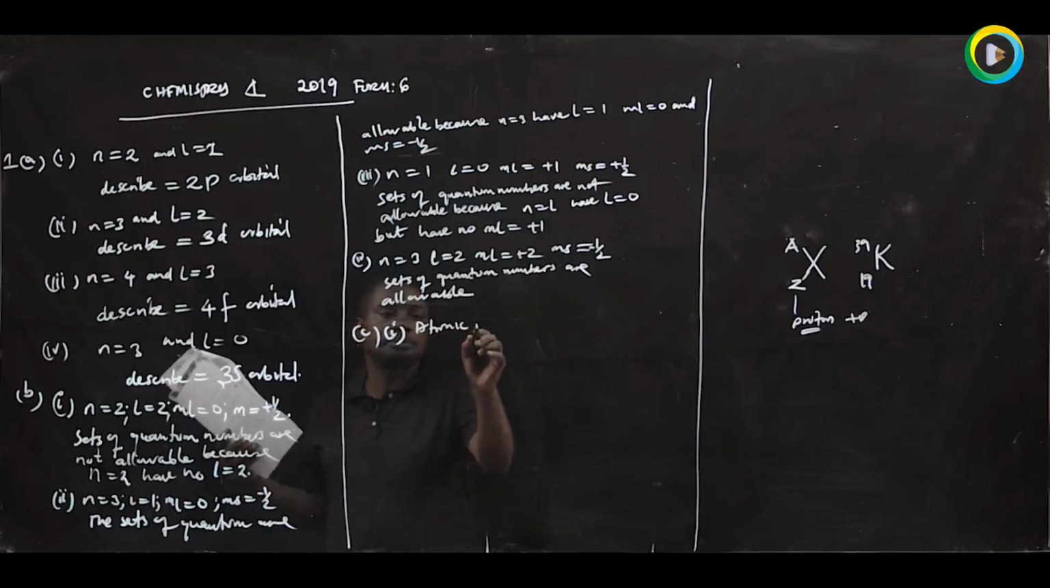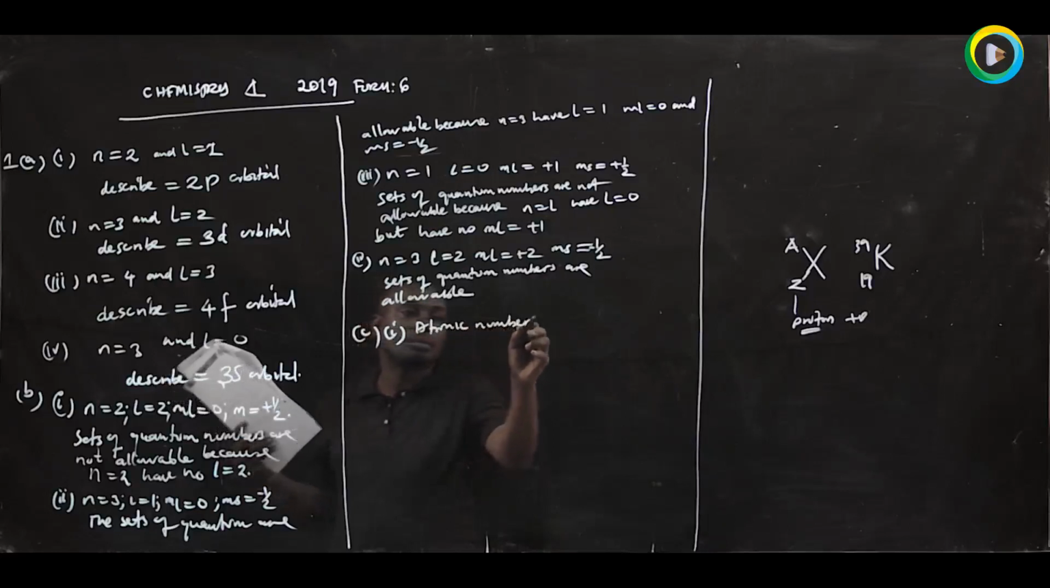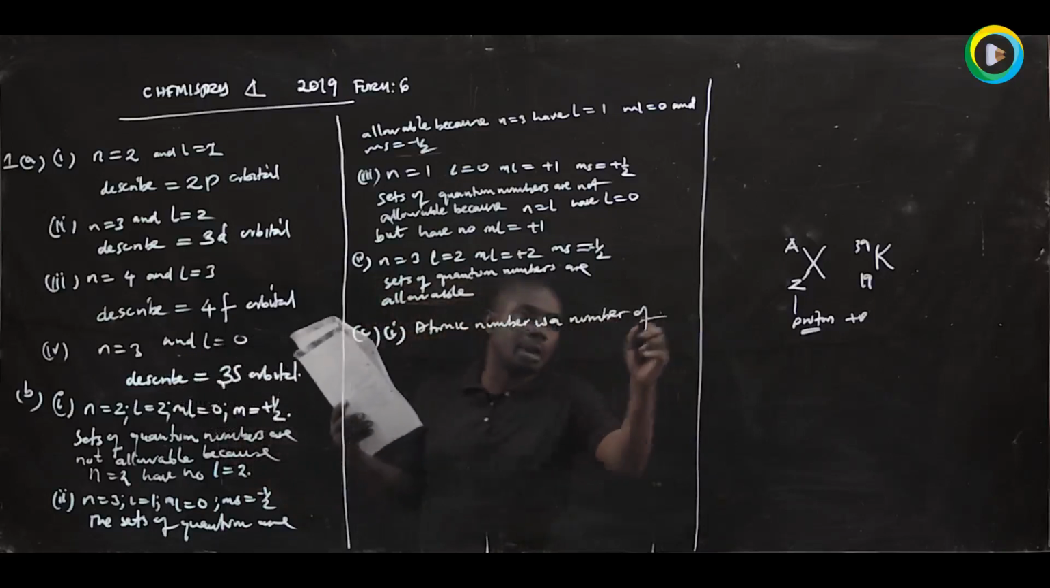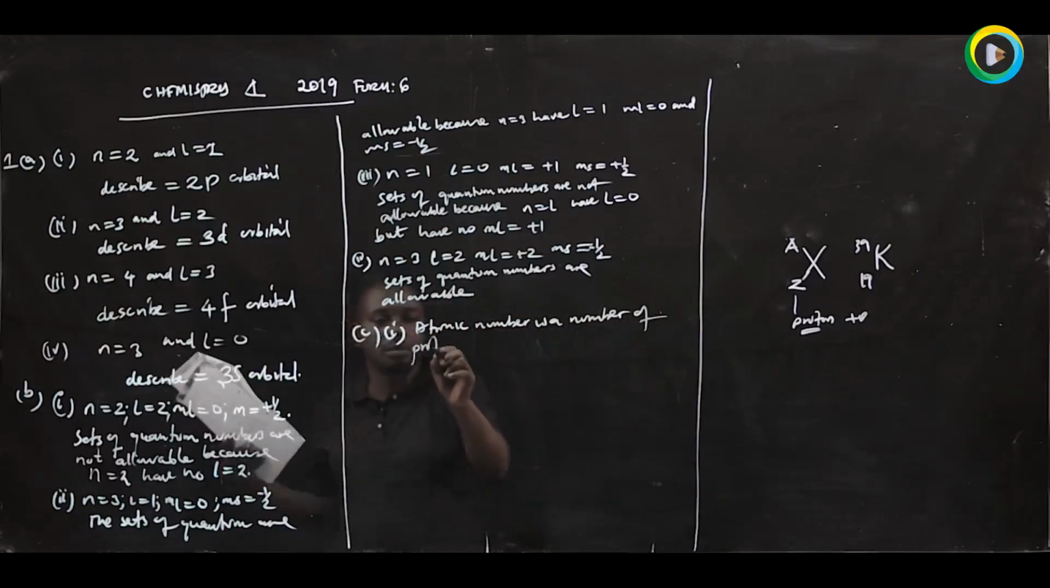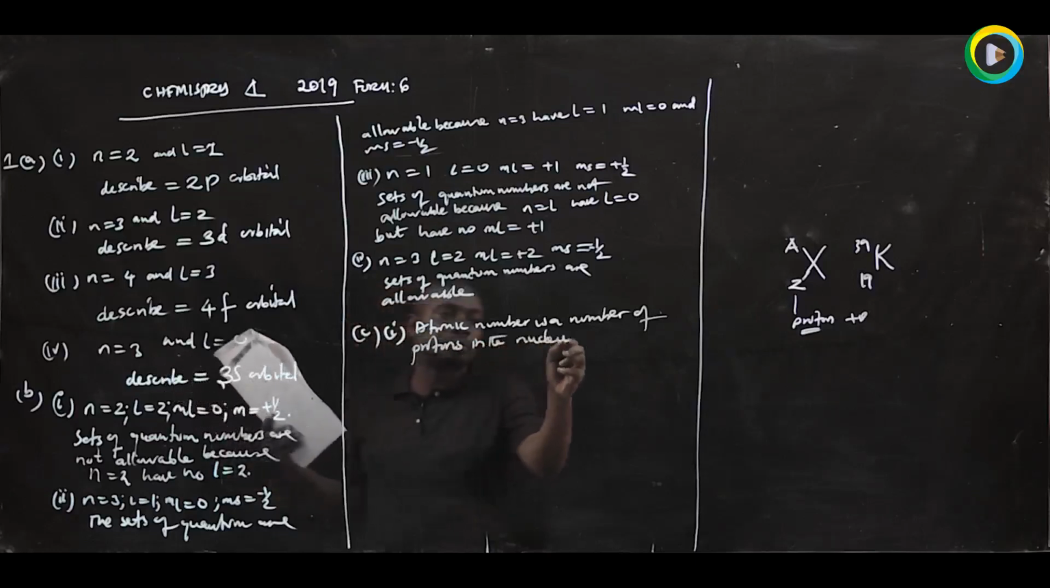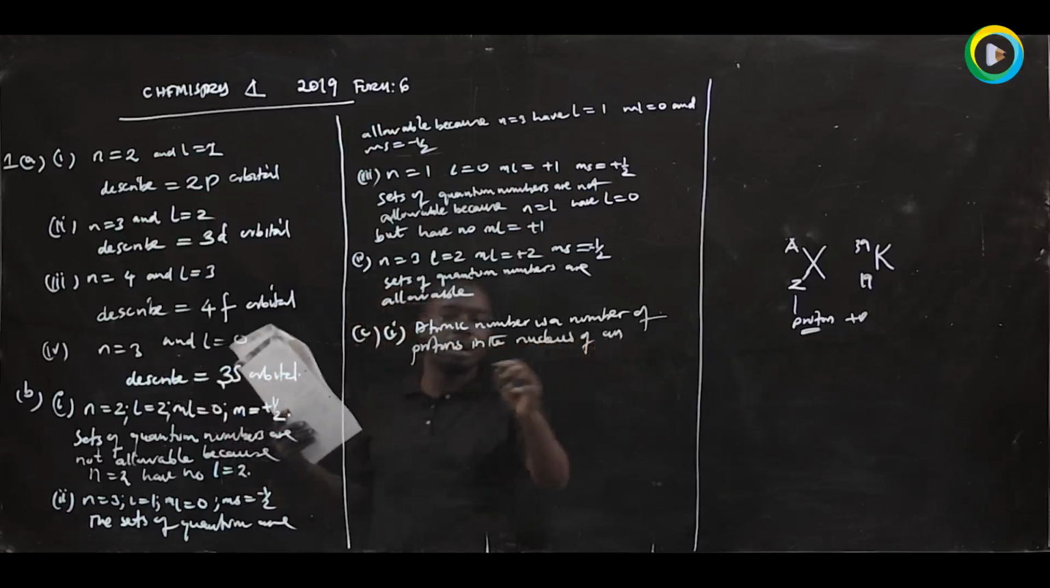Atomic number is a number of protons in the nucleus of an atom.